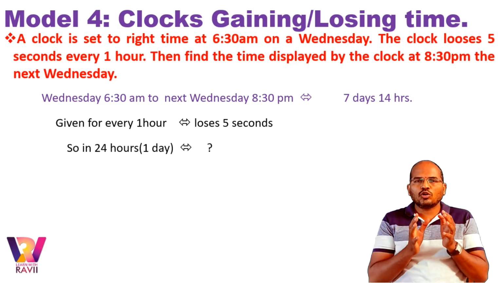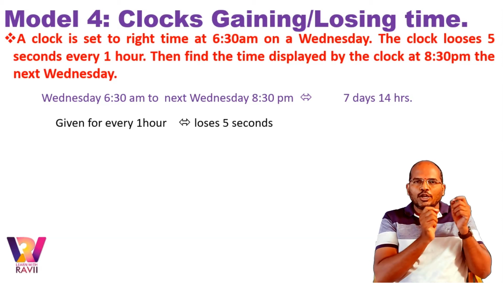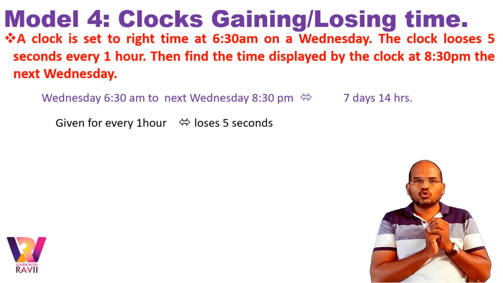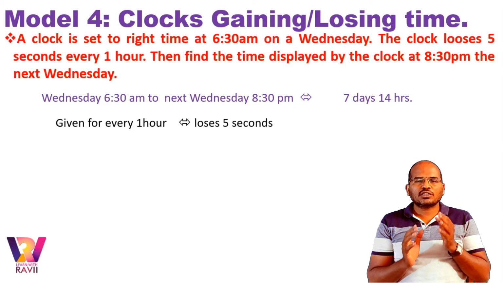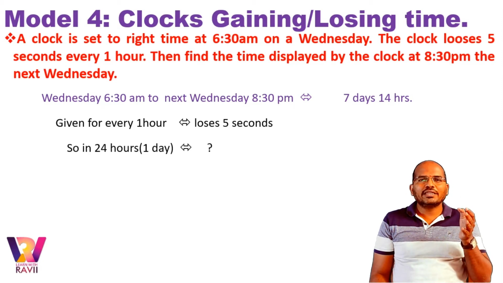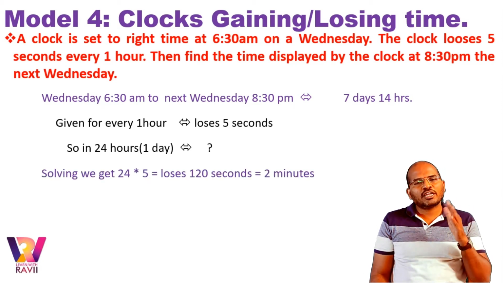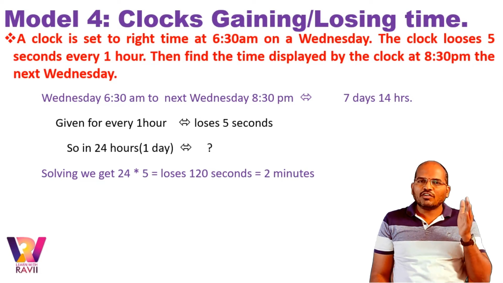So the clock loses 120 seconds by the end of 24 hours. That is 2 minutes. So if the clock loses 2 minutes in 1 day, in 7 days it loses how much? 7 times, so it is 14 minutes. So the clock loses 14 minutes in a week.